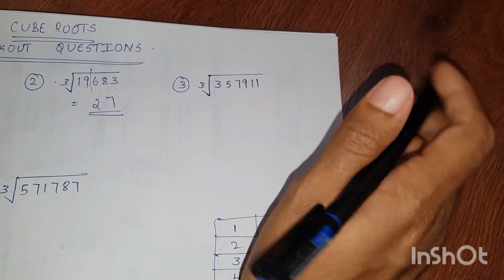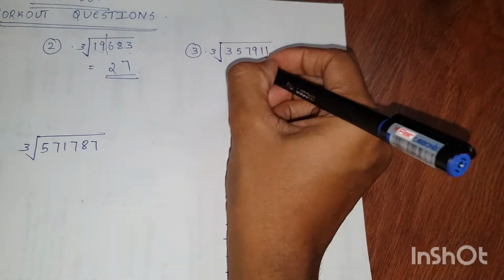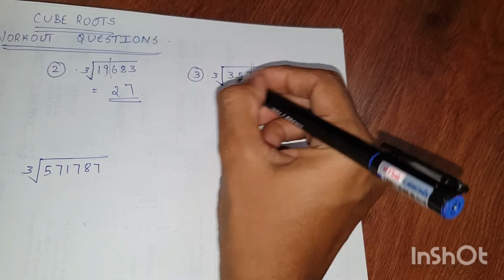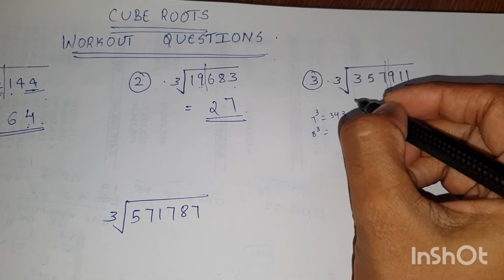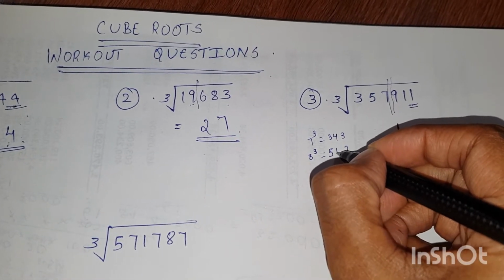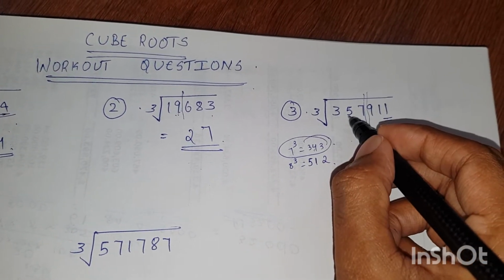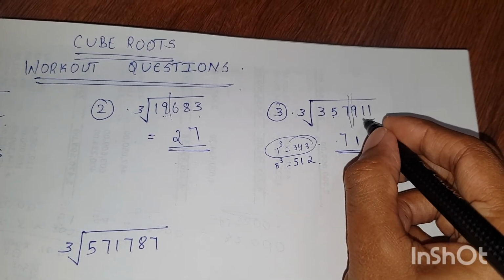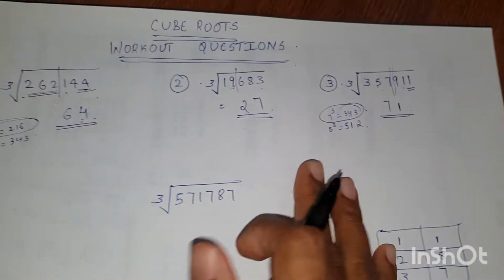Going to the next one. The number ends with 1. That means its cube root also ends with 1. So 1. Removing the last 3 digits, we know that 7 cube is 343, and 8 cube is 512, and you have to choose 7 because 343 is less than 357. So 71 cube is 357911, or the cube root of 357911 is 71.